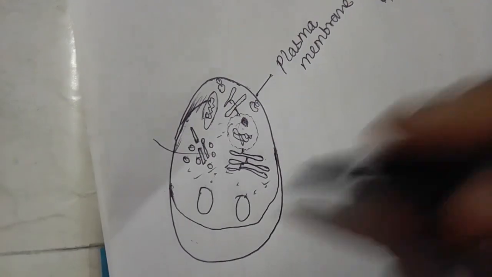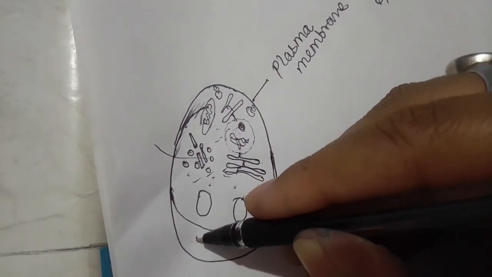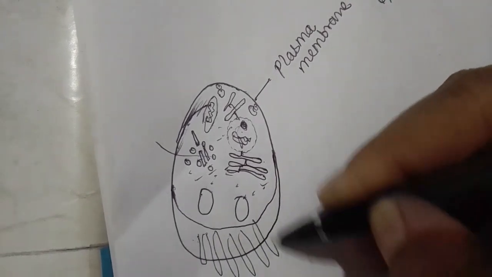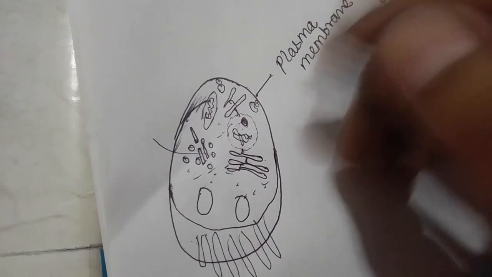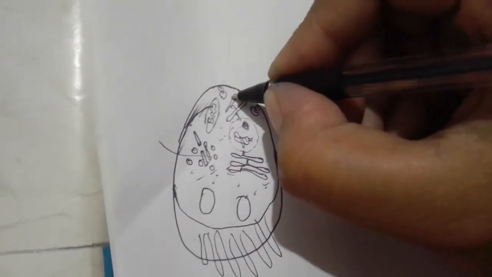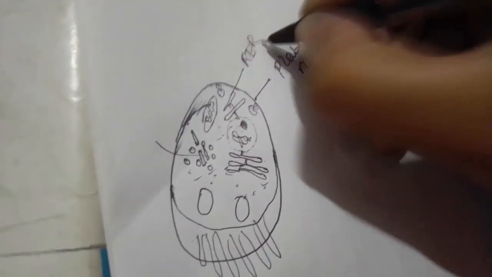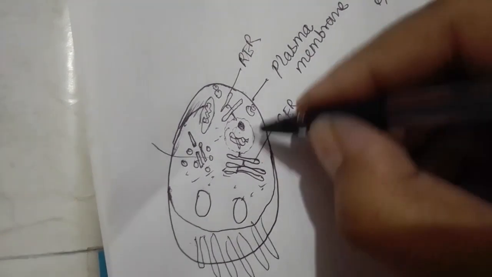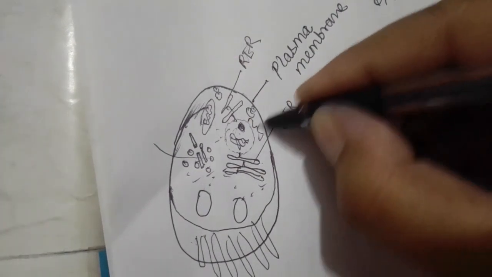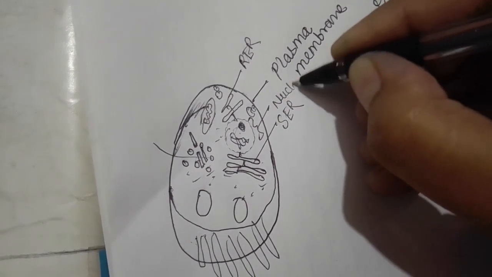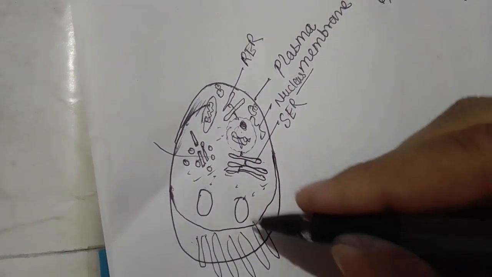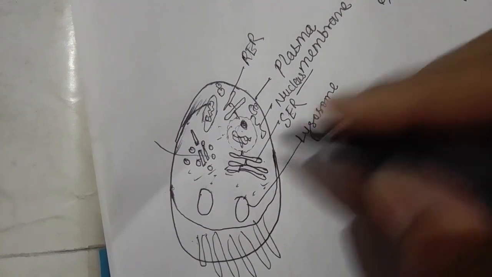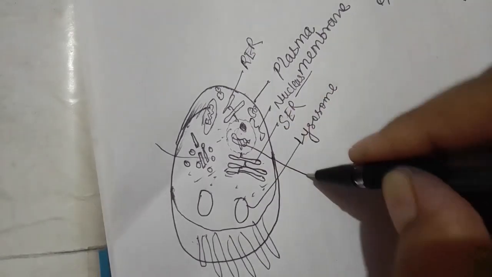Right? So here I am drawing some cilia-like structure. So let me label it. This is your rough endoplasmic reticulum. This is your smooth endoplasmic reticulum. This is the nuclear part, or the nucleus. Then we have the lysosome. Then we have a chromosome.